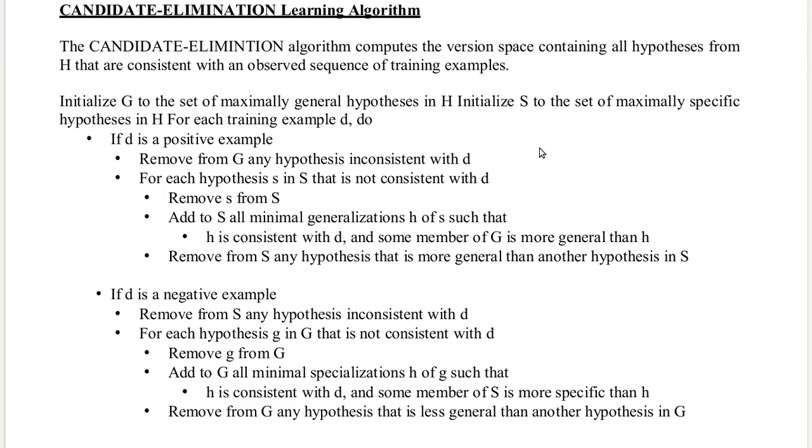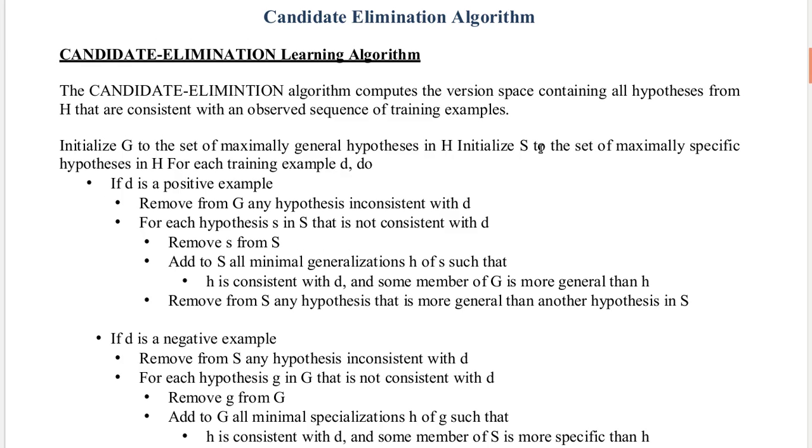Then for each hypothesis g in the general boundary that is not consistent with D, remove it from the general boundary and add to G all minimal specializations h of g such that h is consistent with D and some members of S are more specific than h. Then after adding, remove from G any hypothesis that is less general than another hypothesis in G. So this is the candidate elimination algorithm.